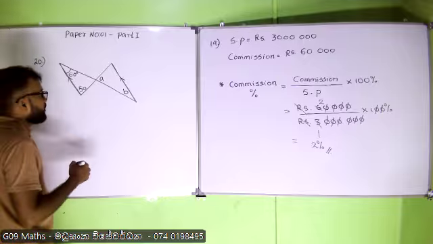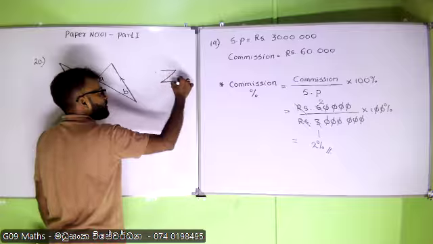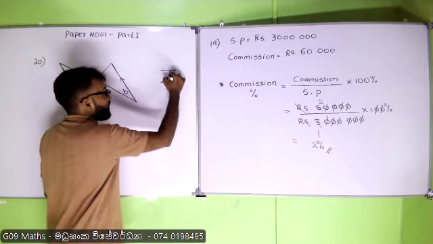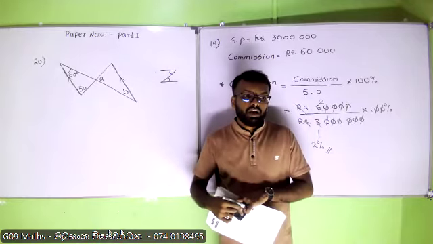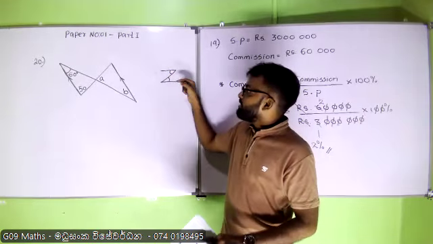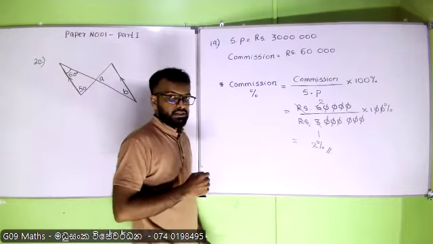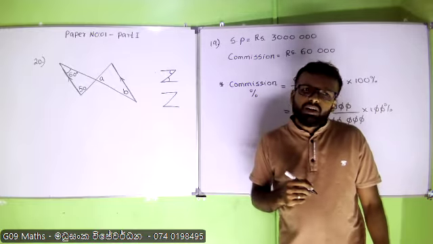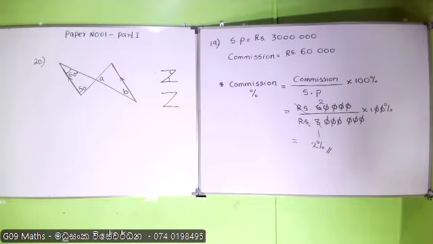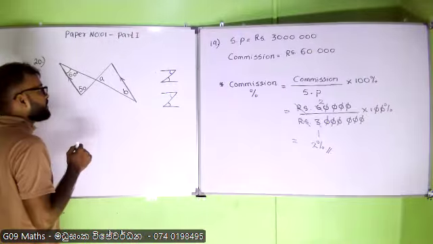Now, can anyone tell me what is this Z type of angle? In between two parallel lines, if you have a Z type of angle, we are calling it by a special name. Z angle, and we are calling it alternate angles.